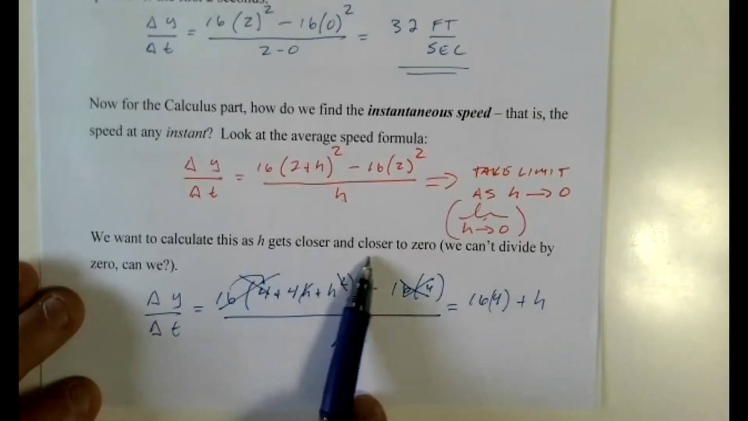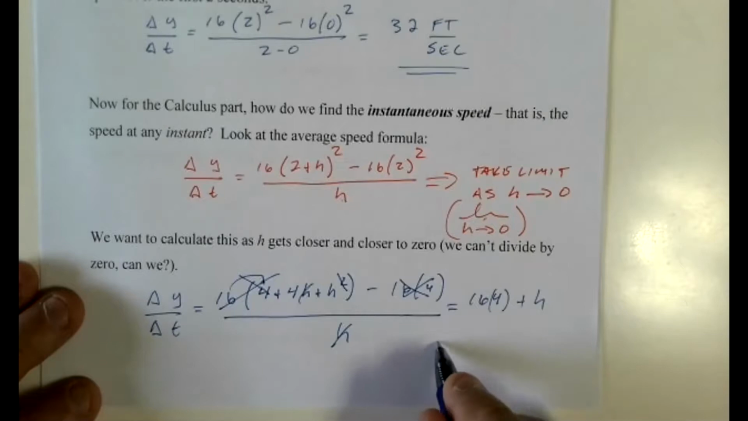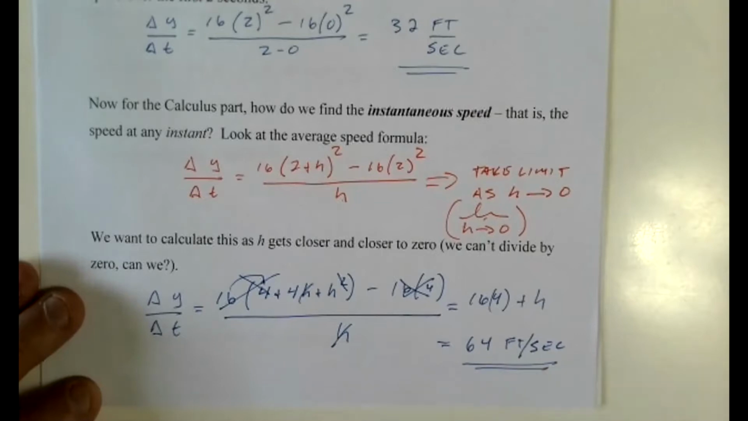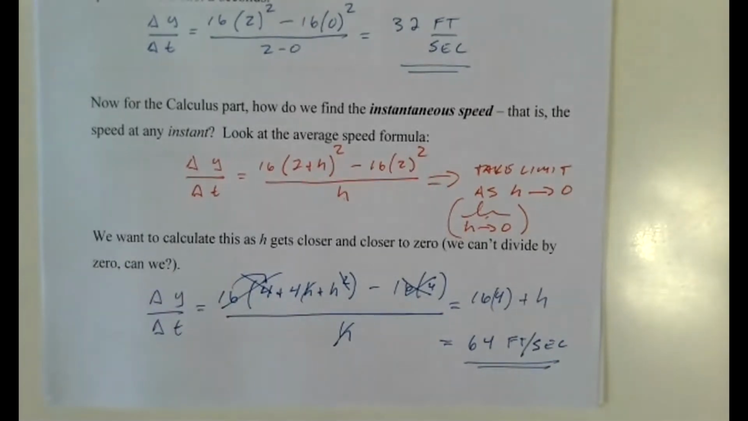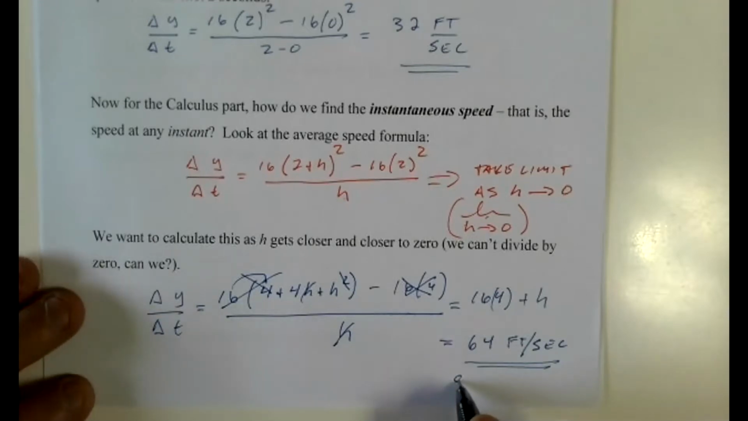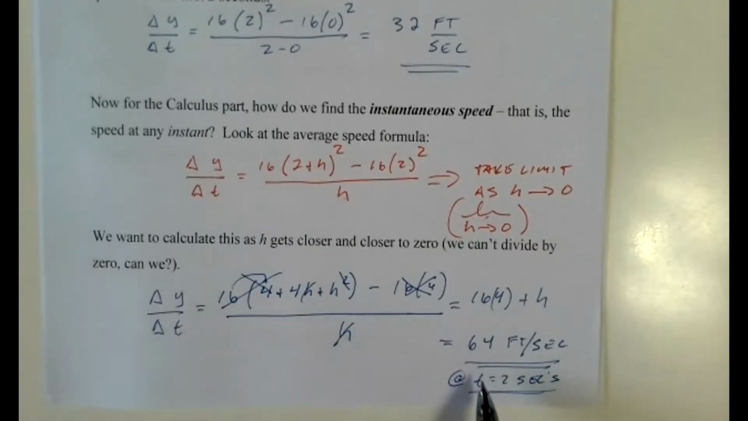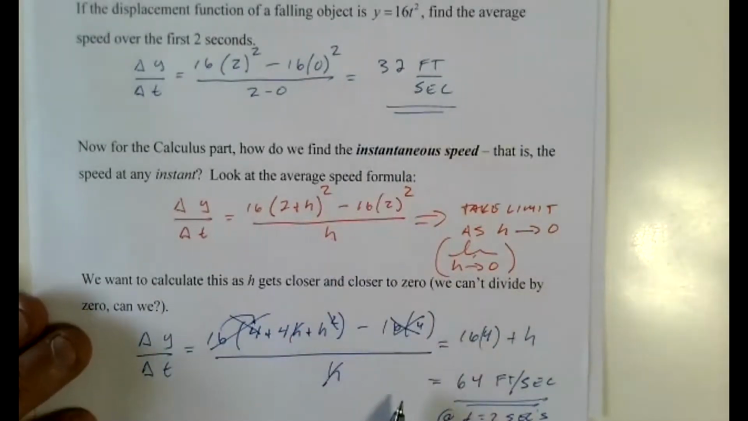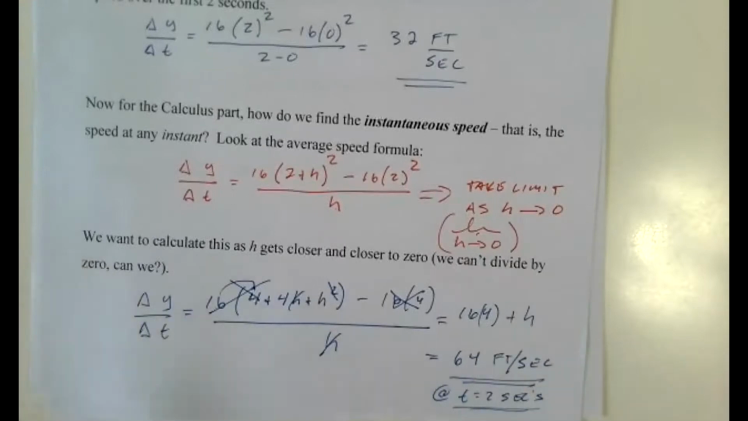We said we want h to get closer and closer to 0. We want to take a limit as h goes to 0. So we're just left with 64 feet per second. We have just taken our first derivative. We have just used what's called the difference quotient, something silly like that. Who cares? We have found that at t equals 2 seconds, if we were able to get a really, really good measuring device and say, what is the velocity at that instant, it is 64 feet per second. The average over those first 2 seconds was 32, but at 2 seconds itself, 64.